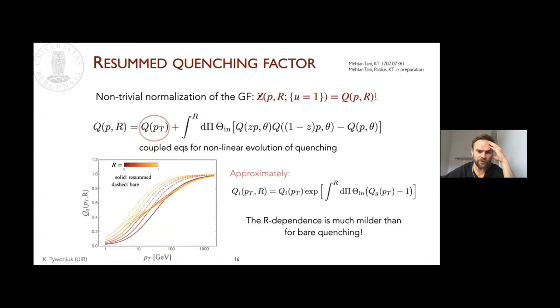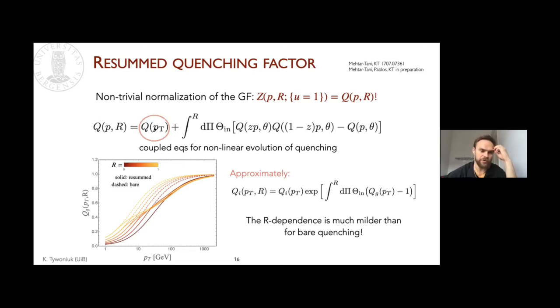So in the end, this generating functional is normalized not to one, so it doesn't conserve probability, but there's a probability loss or non-trivial normalization of the generating functional. If you put just u to one, all the test functions to one, it should give you basically one. It should give you a conservation of probability. In this case, it doesn't. It gives you actually an implicit equation for a new function, which we call q. Because in the end, from this equation here, it's clear that it is a more generalized version of the quenching factor for a single parton.